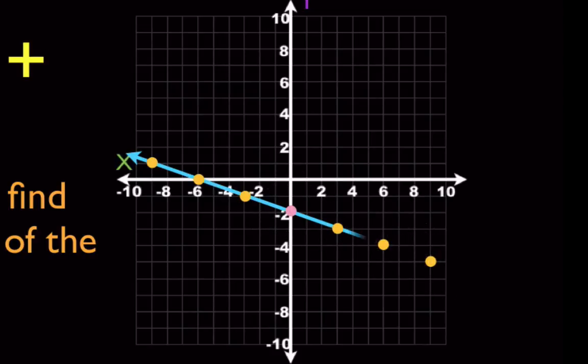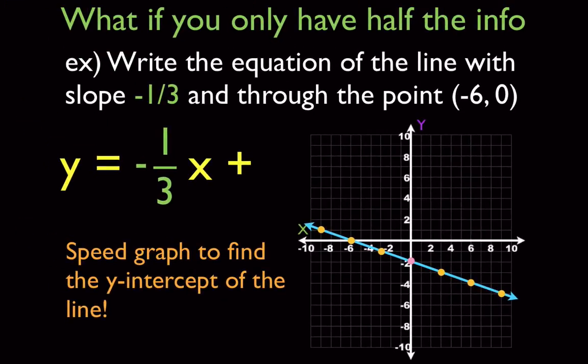the rest of the way and draw your line. So what you should have noticed here is that it crosses at -2, which means my answer is y = -1/3 x + -2, or y = -1/3 x - 2.